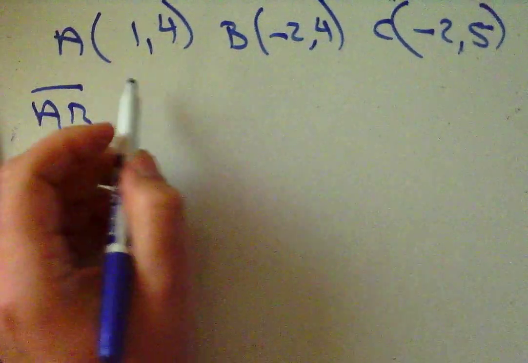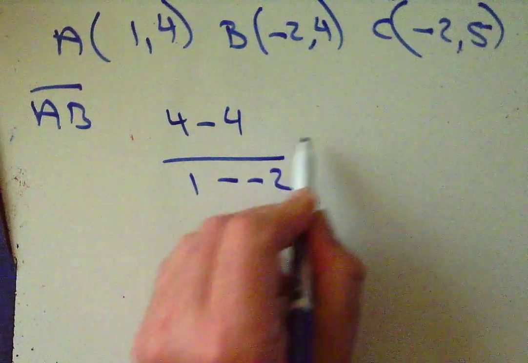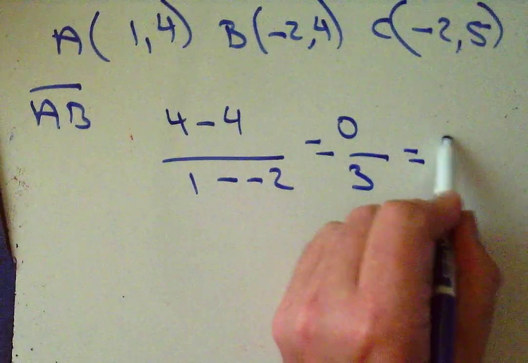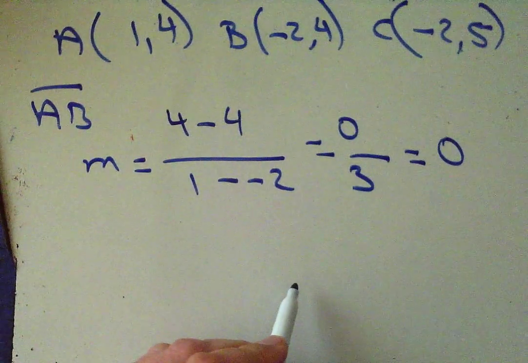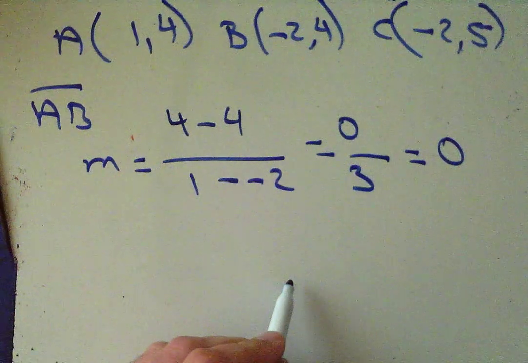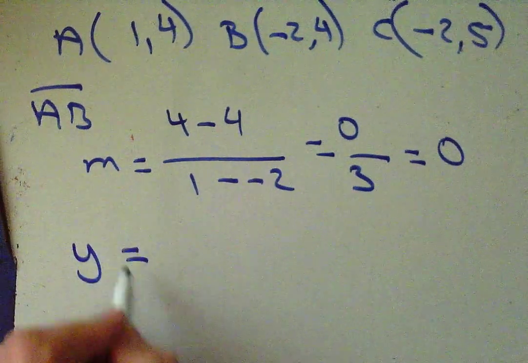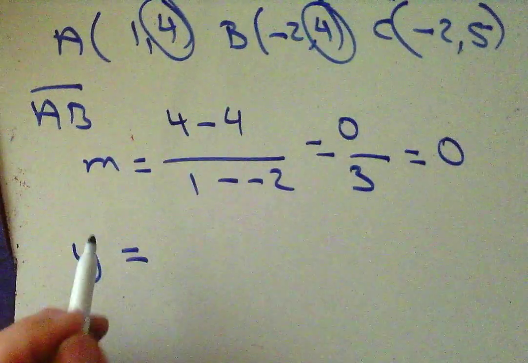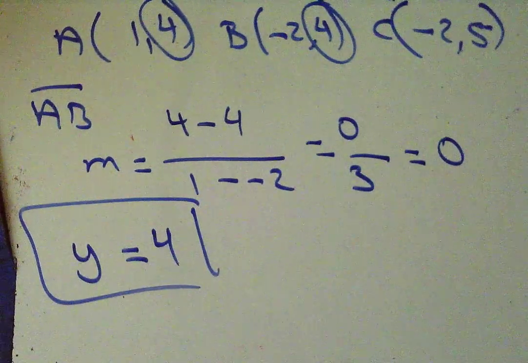Okay, here we go. We've got 4 minus 4 over 1 minus negative 2. That's 0 over 3. Remember, 0 on top is 0. Uh-oh, my slope is 0. What kind of line has a 0 slope again? The kind of line that has a 0 slope is y equals a number. What number? They both have it. y equals 4 is the equation of this line.